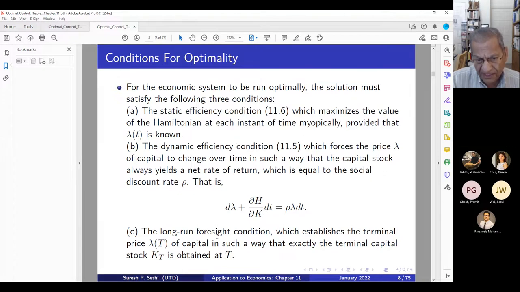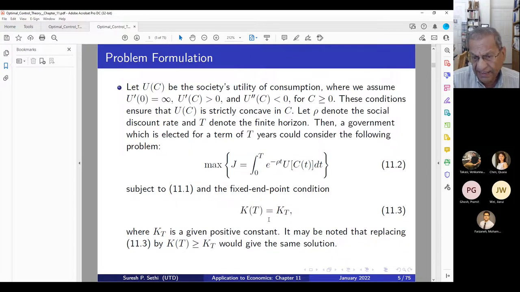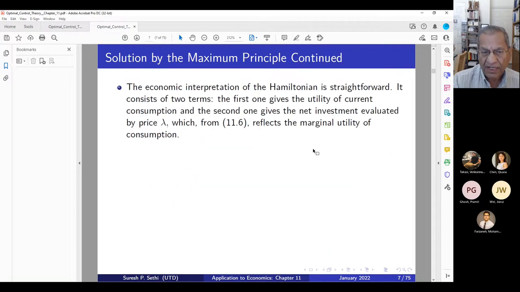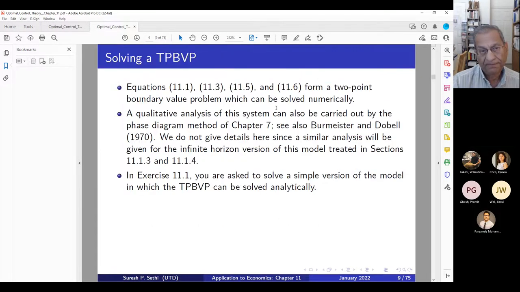The third one is lambda T equal to alpha. I have to set a value in such a way that I'll end up with exactly this amount of capital. Arrow and Kurz call it the long run foresight condition, which establishes the optimal price lambda T in such a way that exactly the terminal capital stock of K_T is obtained at time T. And that's a two-point boundary value problem. And you can solve it. There's a phase diagram method that we will do later.